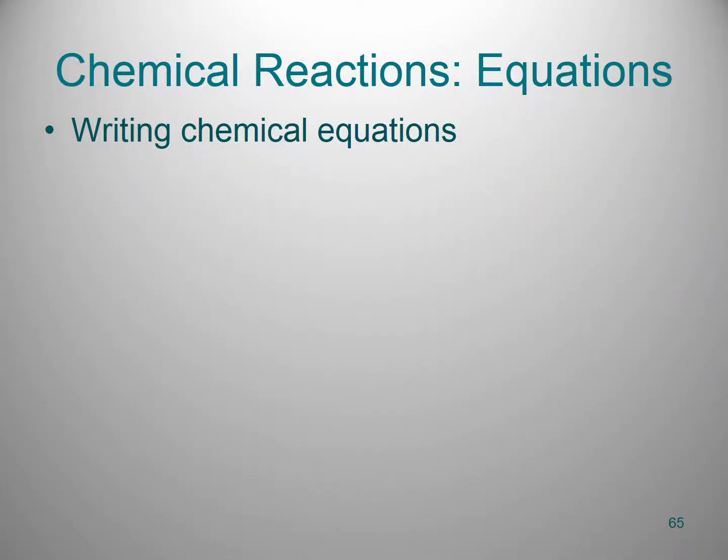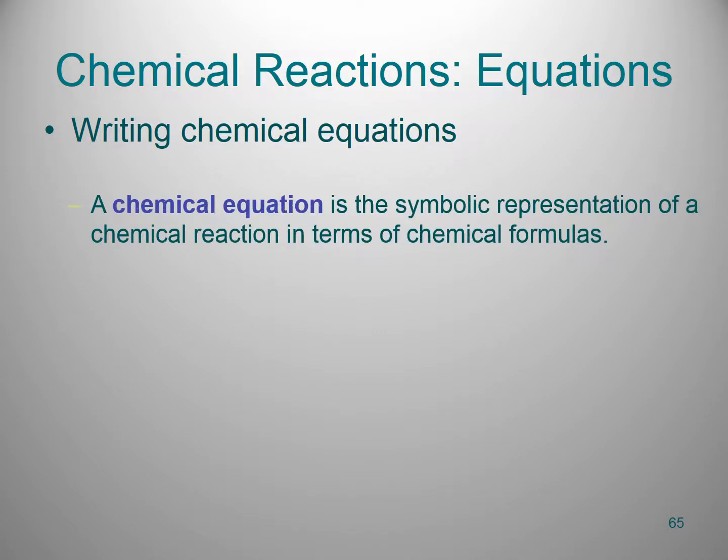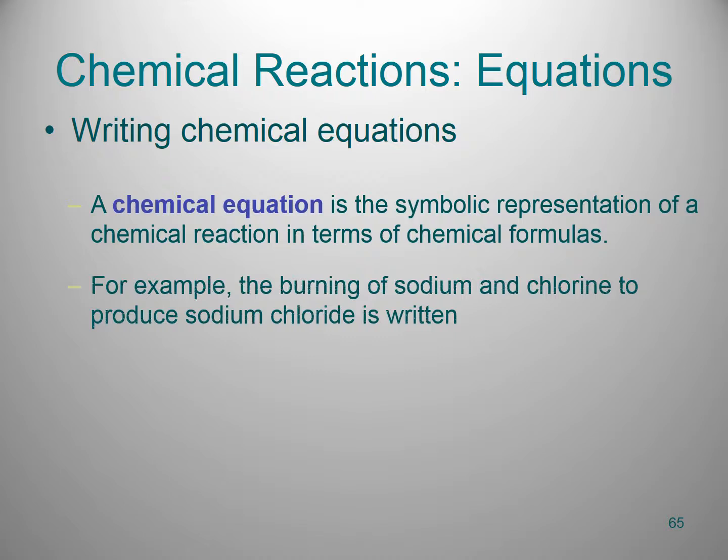So the final part of this chapter is chemical reactions and writing chemical equations. A chemical equation is just the symbolic representation of a chemical reaction in terms of chemical formulas. So if I said we're going to burn some sodium and chlorine together to produce sodium chloride, how would we write that? Well, sodium is a metal, and chlorine, the gas, is Cl2, and sodium chloride, NaCl, is the salt.